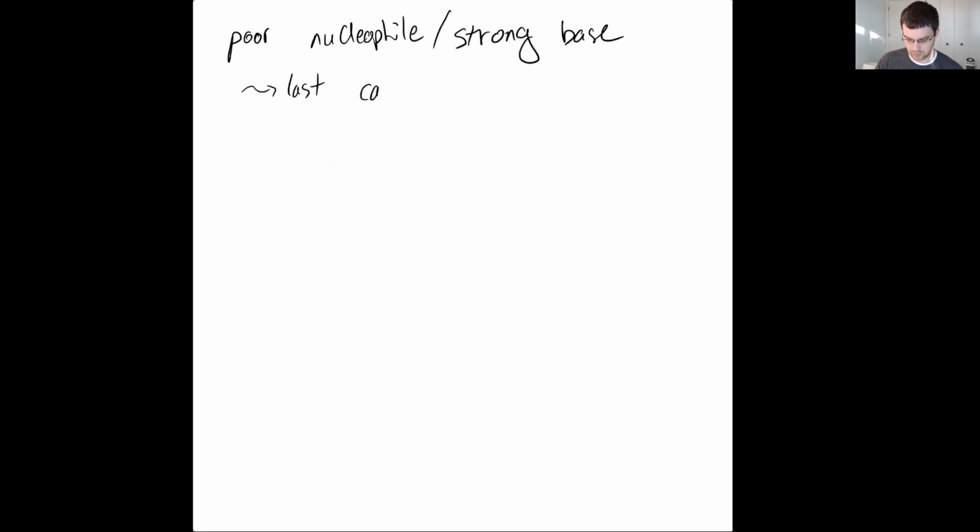What I want to start with is the poor nucleophile, strong base scenario. Again, these two attributes for our additive are the basicity and the nucleophilicity, so we need to understand something about both of these aspects: how nucleophilic the thing is and how basic it is. So it's a poor nucleophile and a strong base. This is the last category, and these are our E2 bases.